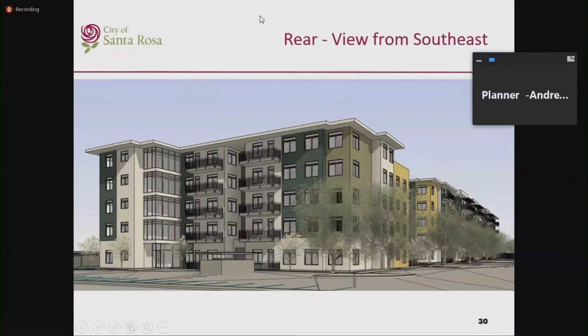And here in this view of the rear of the building from the southeast, we see that the design has extended to all four sides of the building, and the building form, massing, materials, and detailing are a cohesive expression of the design concept and provide an identifiable expression of the building's function. Next slide, please.